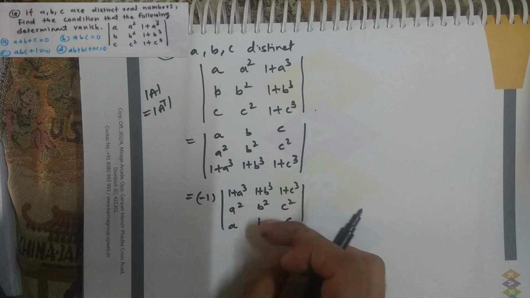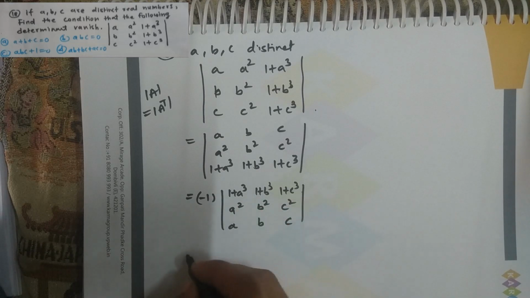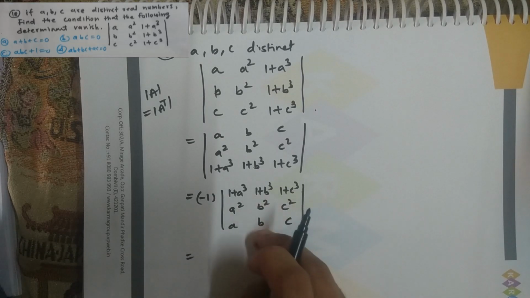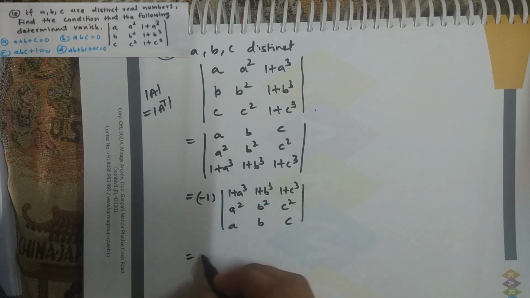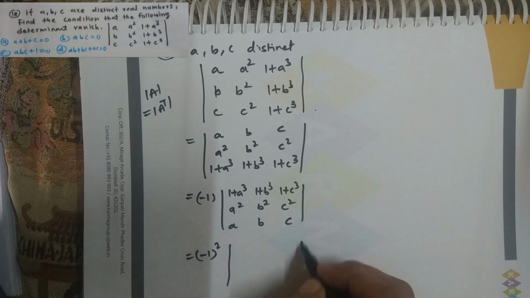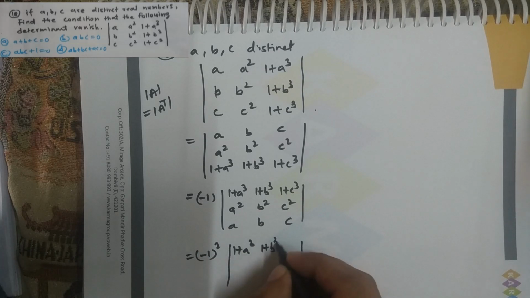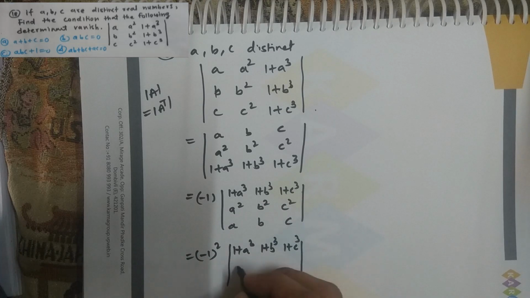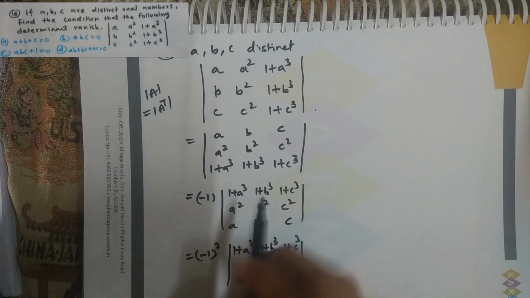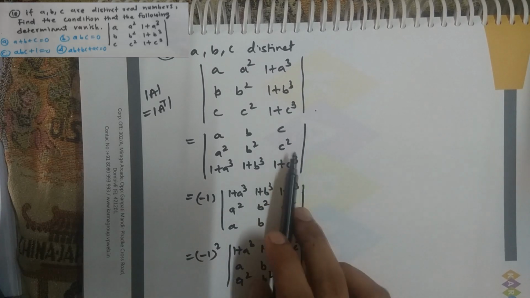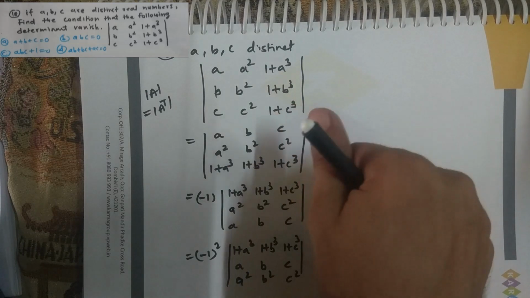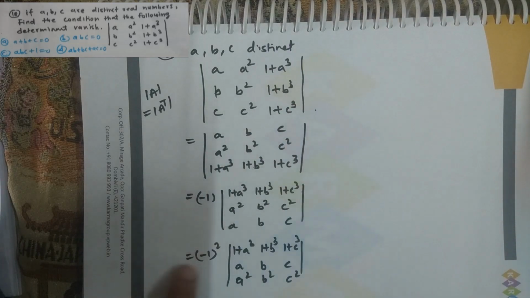Again, if I interchange the second and third rows, my determinant will be changed by a minus sign. So minus 1 square, this first row will be as is: 1 plus a cube, 1 plus b cube, 1 plus c cube, and again a, b, c and a square, b square, c square. So see what I have done here up till now. I have just interchanged the rows 2 times, so that's why I have minus 1 square outside the determinant.